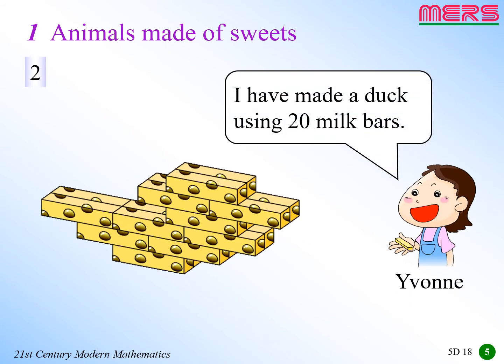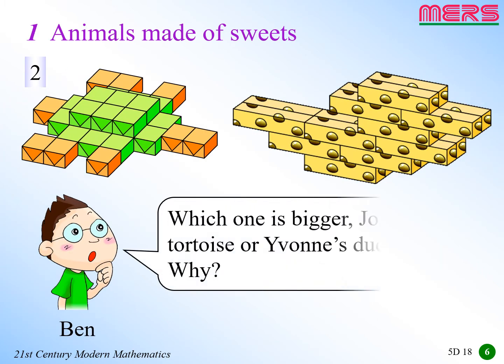Now, Yvonne made a duck using 20 milk bars. Pay attention to the size of the milk bar and the fruit sweets. Observe and compare the size between the tortoise made by John and the duck made by Yvonne. Which one is bigger? In fact, it cannot be determined because they are made up of different kinds of sweets. The size of the fruit sweets and the size of milk bar are different, therefore they cannot be compared.